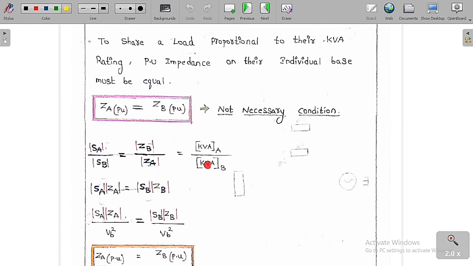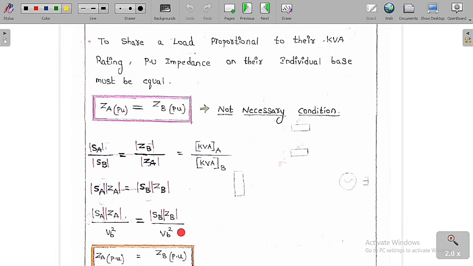Actually here you have to do this cross multiplication. Not this one, you have to do the cross multiplication of this one. Then we are going to get KVA of transformer B into mod of ZA by VB square is equal to KVA rating of transformer B into mod of ZB by VB square. Then we can say that ZA per unit is equal to ZB per unit.